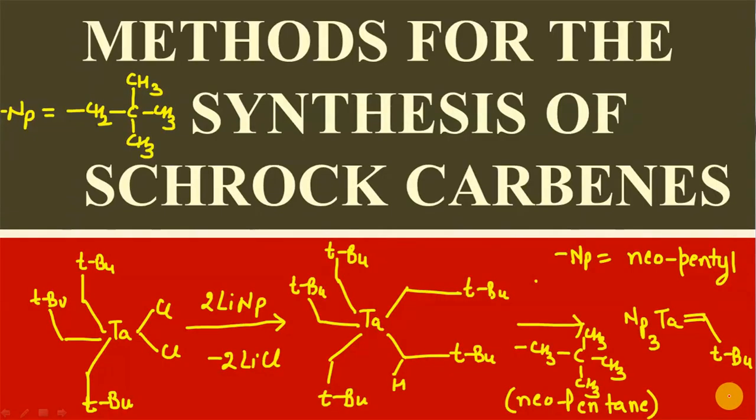In this lecture, we will discuss the various methods for the synthesis of Schrock carbenes. In the last lecture, we discussed the methods for the synthesis of Fischer carbenes. In the case of Schrock carbenes, the metals which form them generally have high oxidation states and are basically early transition metals. In comparison to Fischer carbenes, there are very few reported methods for the preparation of Schrock carbenes.